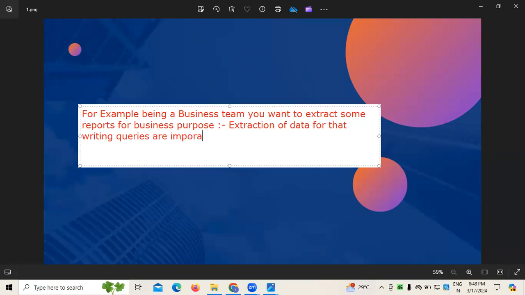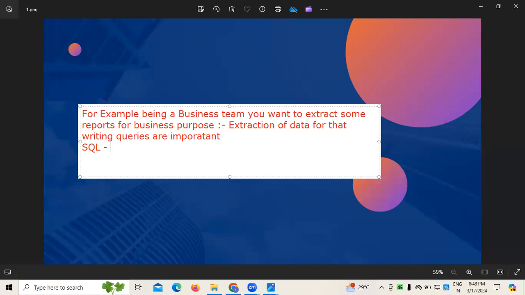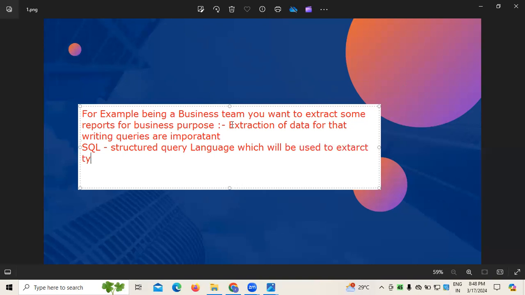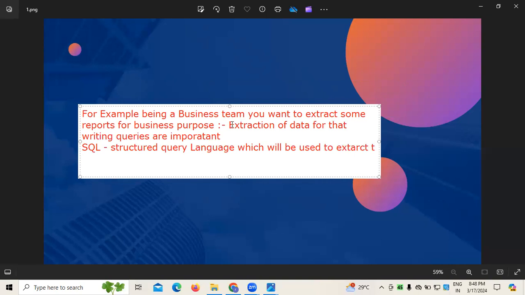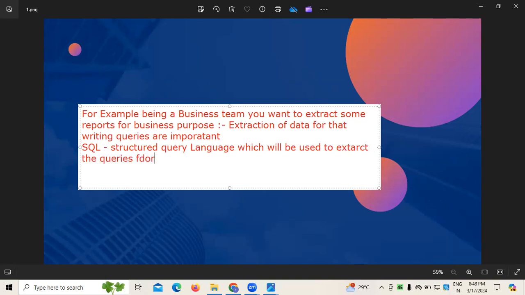For that reason, the kind of language we use is called SQL. SQL stands for Structured Query Language, which is used to extract data from the database.